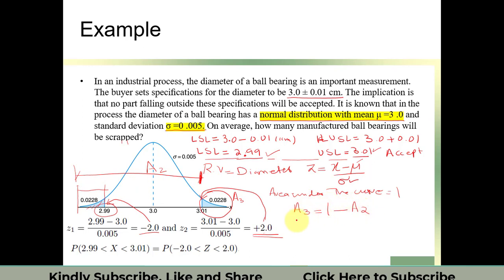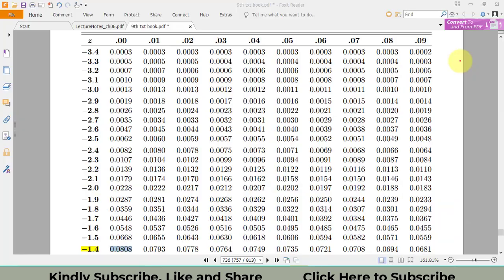So let's move towards the table in order to find the probability for the area A3 and the area A1. So let's go to your book. The first value we are interested in is minus 2.0. For minus 2.0, the value is 0.0228. Let me highlight it for you.